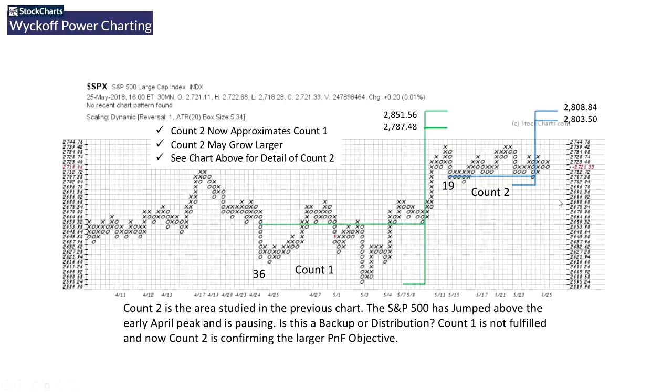And it came down one more time. So this count actually is a little bigger. And then it jumped out. You can see this also counts up to that 2,800 level.